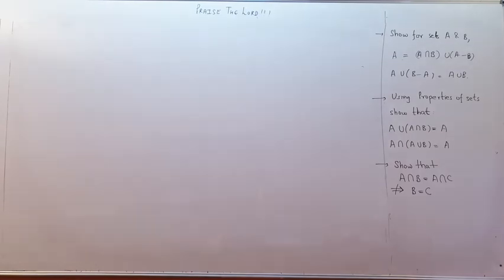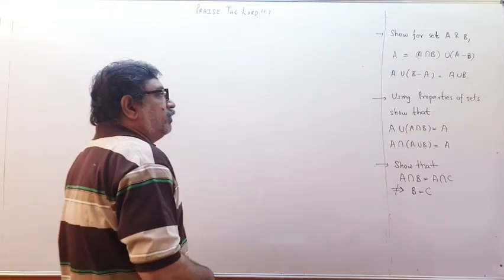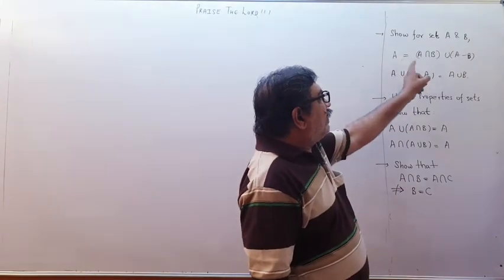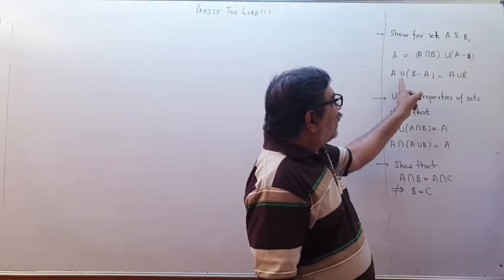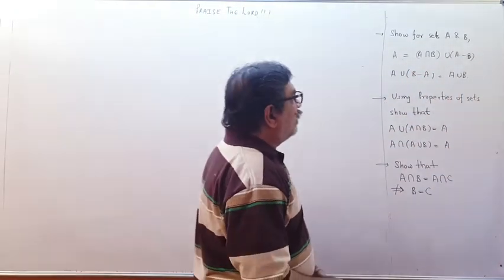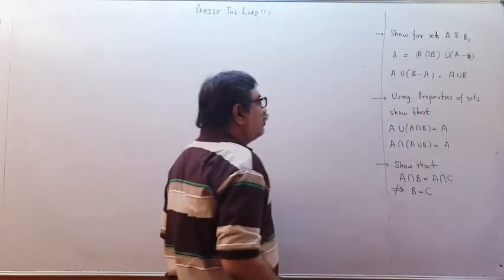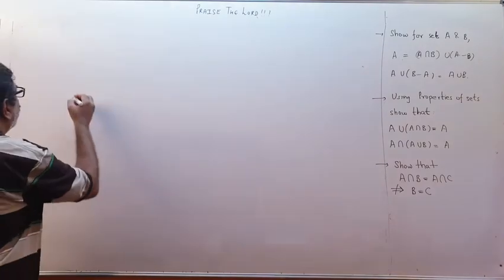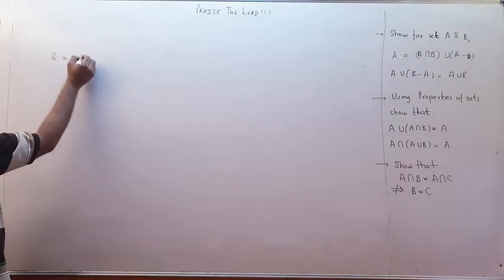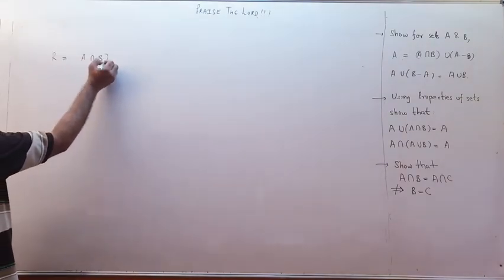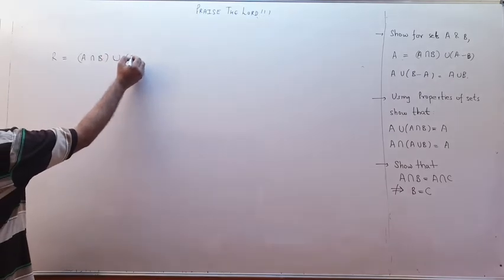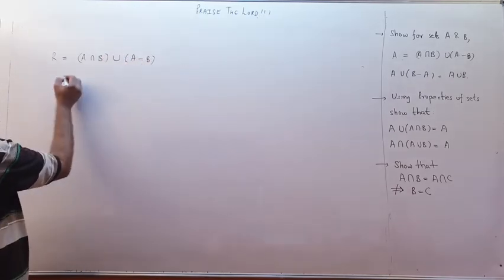So children, we are having three more sums written on the board. For sets A and B, we have to show A equal to this much and this much equal to A union B. Let us go for the first one. A intersection B union A minus B on RHS. I take up RHS and that is A intersection B union A minus B.